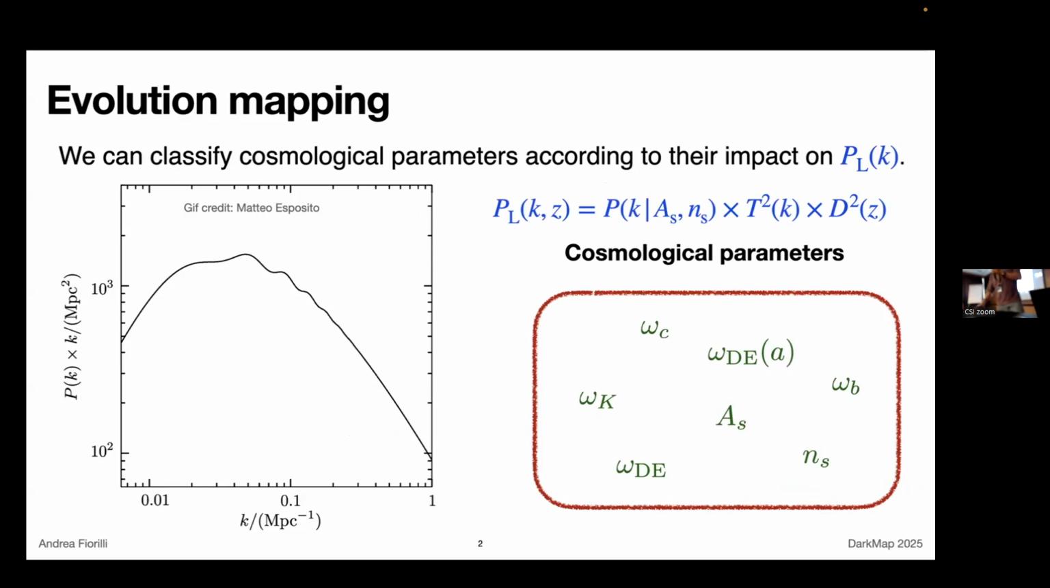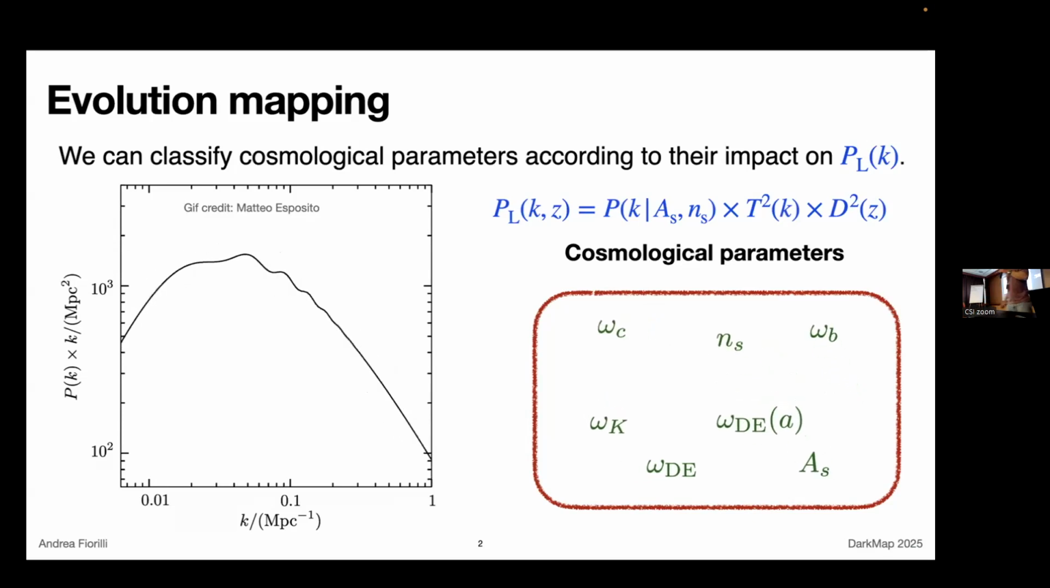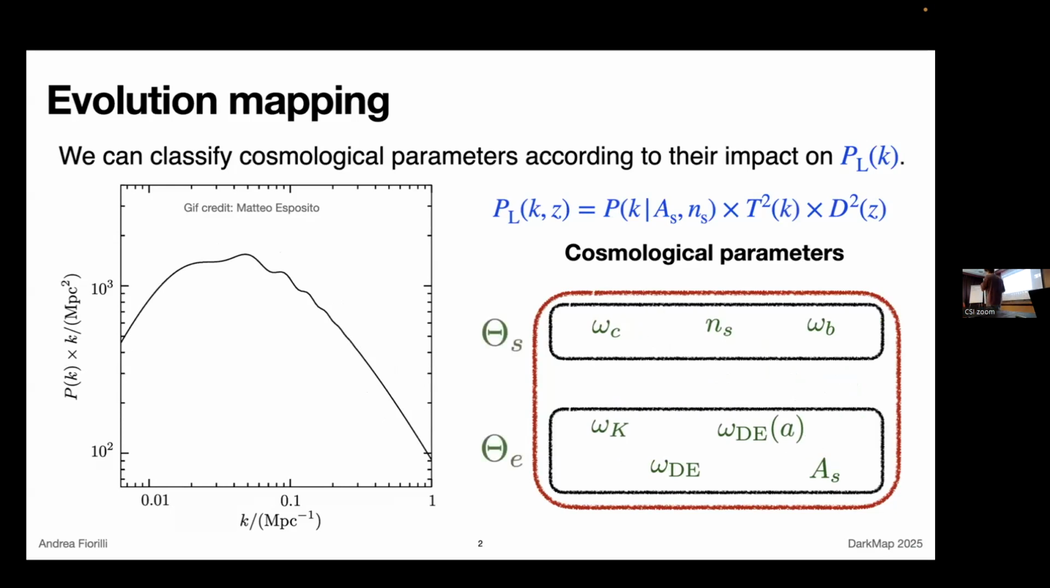So we have this clever split of the cosmological parameter space in two groups: the ones that do what A_s does, they shift the linear power spectrum up and down, and the ones that do the more complicated stuff, they change the shape of the power spectrum, like n_s or the physical matter densities. The ones that do what A_s does are the evolution parameters, and at the level of the linear matter power spectrum, their effect is completely degenerate.